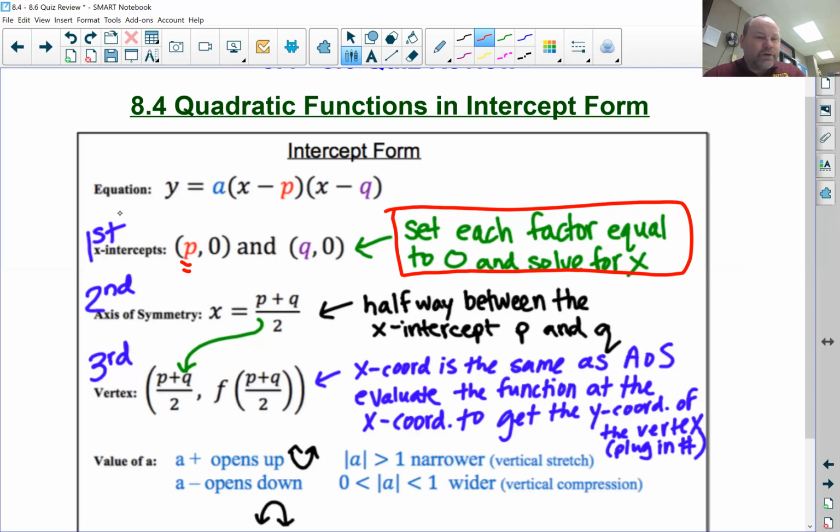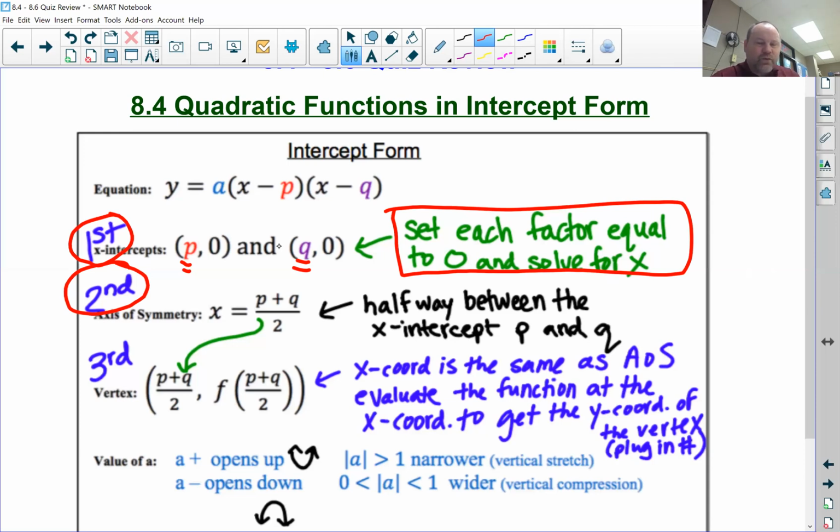In intercept form, you're going to find the intercepts first. Once you find the intercepts, then second, you'll find the axis of symmetry. And for the axis of symmetry, you add the x coordinates of your intercepts and divide by 2. The axis of symmetry is exactly halfway between your x-intercepts.